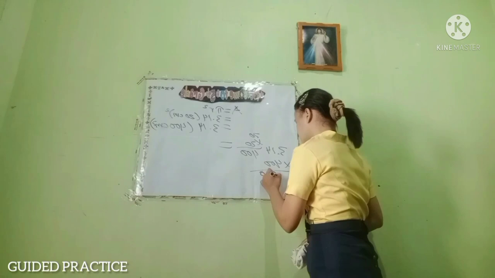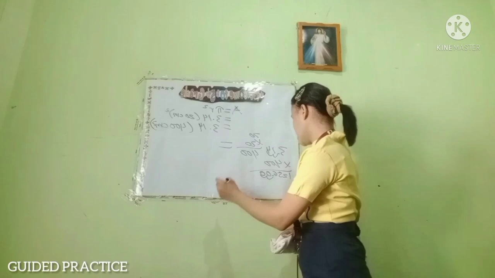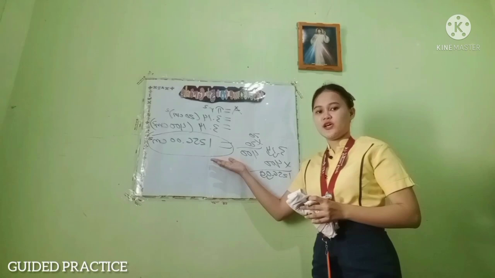0, 0, 6, 5, 2, 1. And then, we will put the decimal point, 1, 2. So, the result is 1,256.00 centimeter squared. So this is the result. So group 1 is correct.